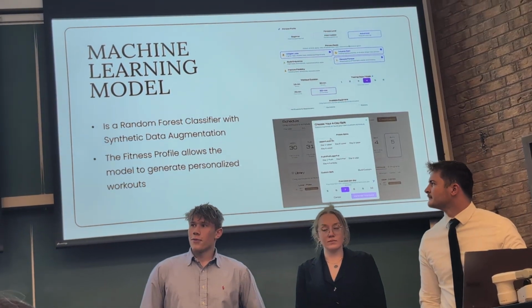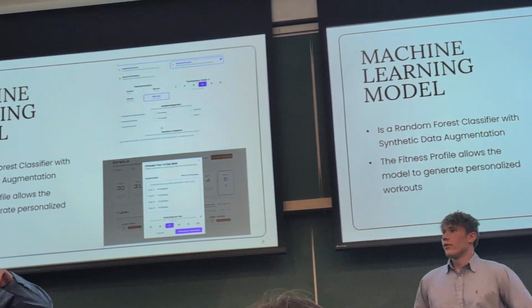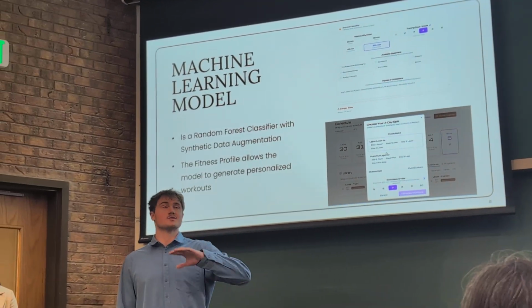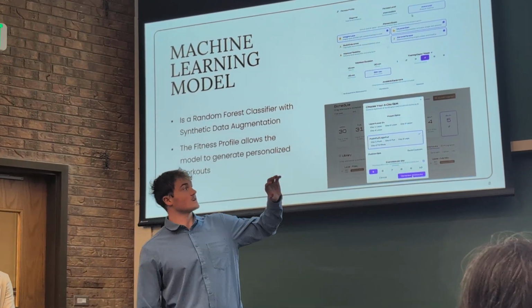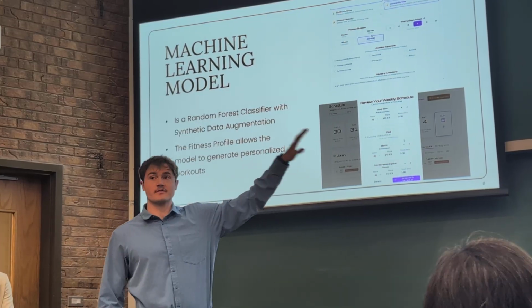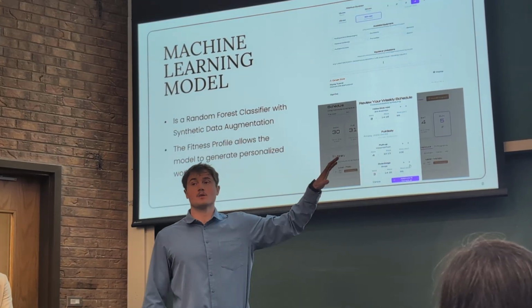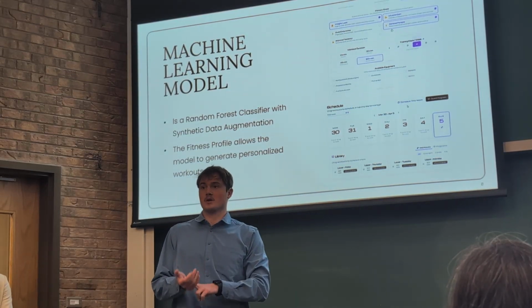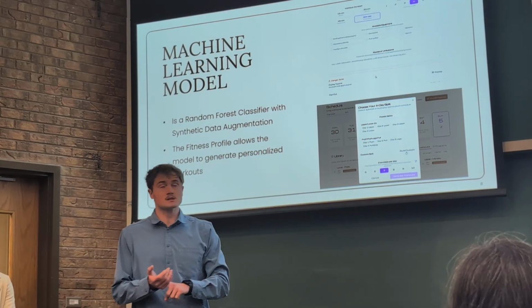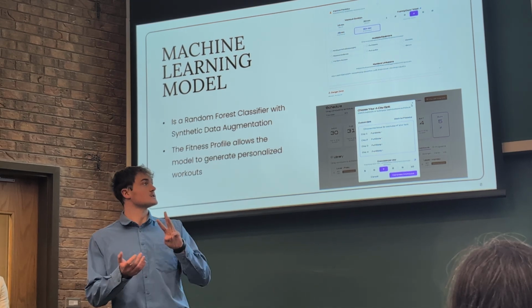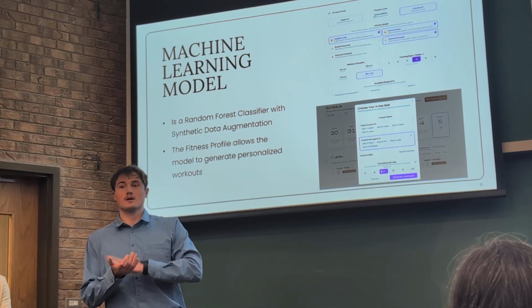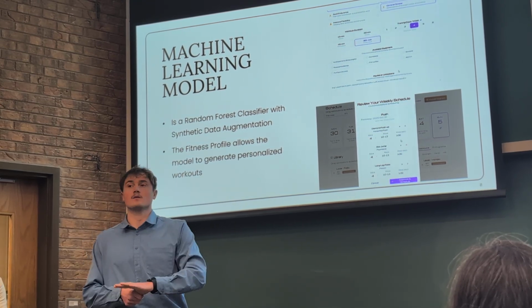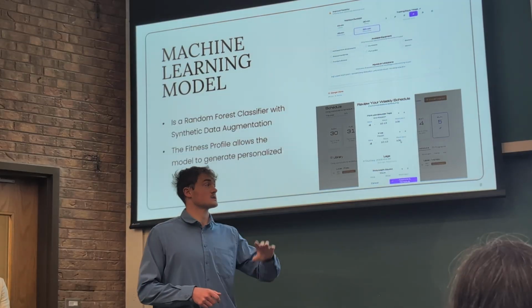So I built the whole machine learning model. So we used a random forest classifier that used synthetic data. And as you can see in the top right corner, that's our fitness profile. So based on what you put on there, it's available through the questionnaire and also in your profile. So there's an experience level, your primary goals, how long you want to work out, how many exercises you want, and then what equipment you have access to.